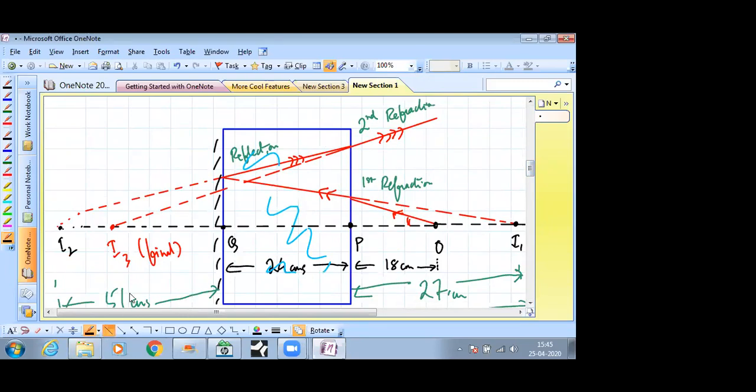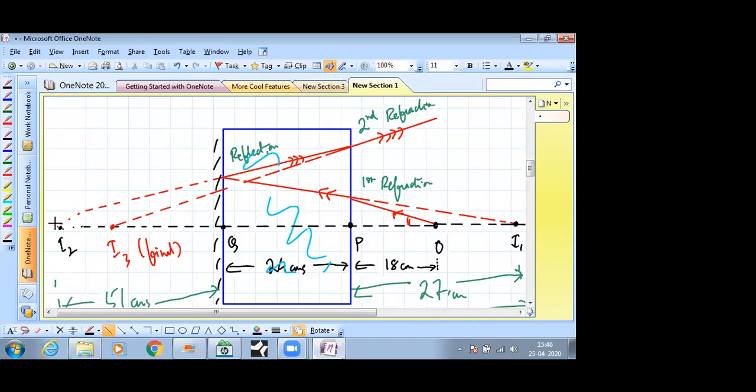So just follow my cursor. Where is the incident ray coming from? If you pull it back, it's coming from I2. I2 is of course a virtual point. There's no actual object over there. But it's a case of, again, what we call a virtual object, because the rays are coming from a virtual point behind a mirror.